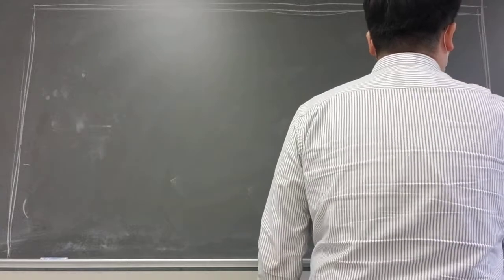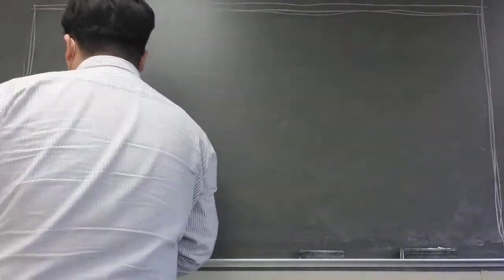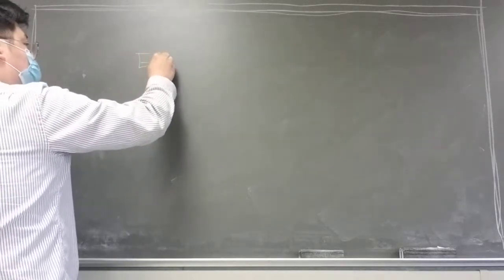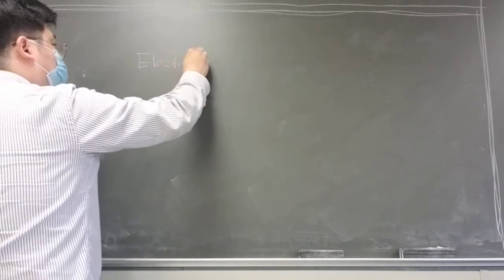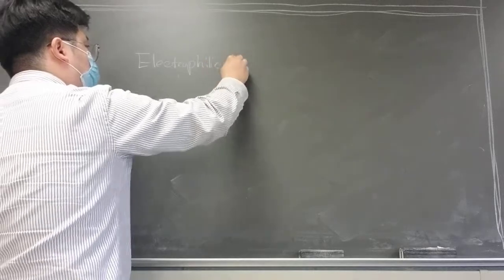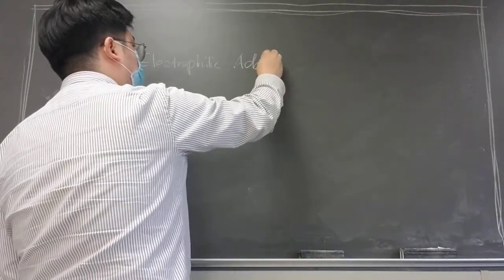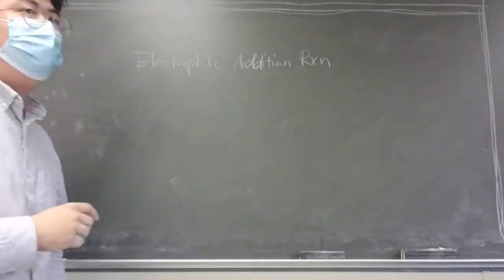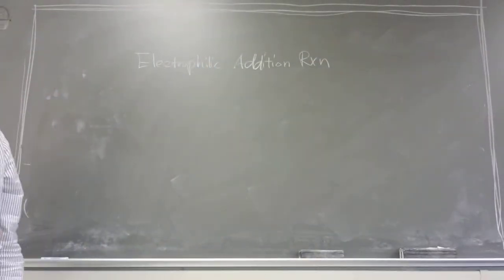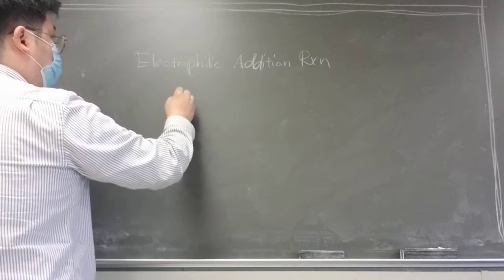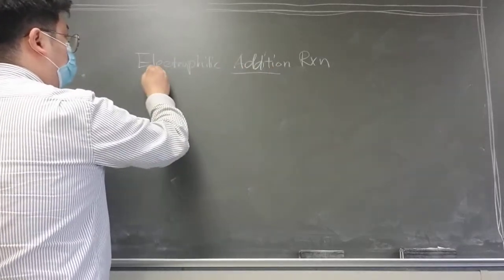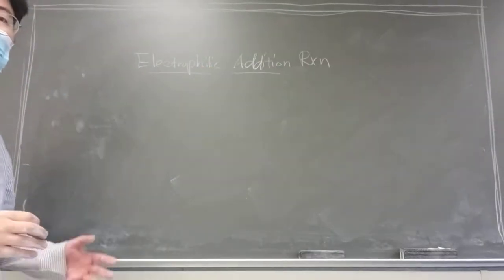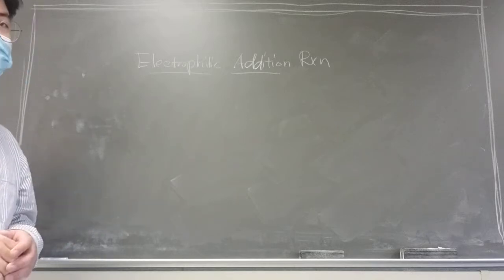So the next part, the second last part of your chapter 7, is the electrophilic addition reaction. Okay, so that simply means literally what it says in the words. You're just adding an electrophile onto the compound. So we call this electrophilic addition reactions.